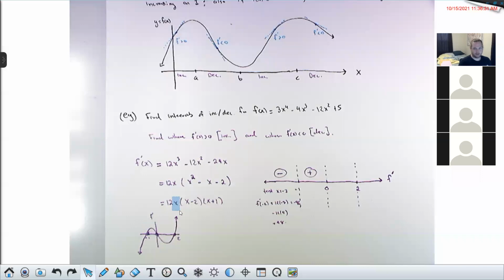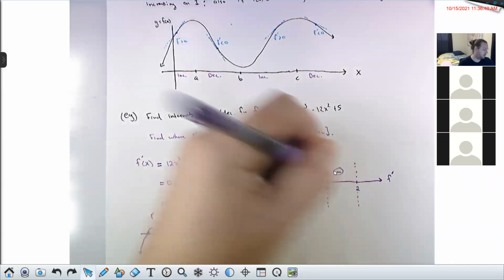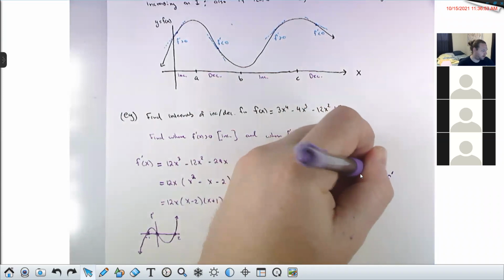This guy, x, is also a multiplicity 1 factor. Since that multiplicity is odd, we will again change sign as we hop over it. So we'll go from positive back to negative. And then finally, 2, this critical number, comes from this factor, which is also multiplicity 1. So we will again change sign as we hop over that guy.